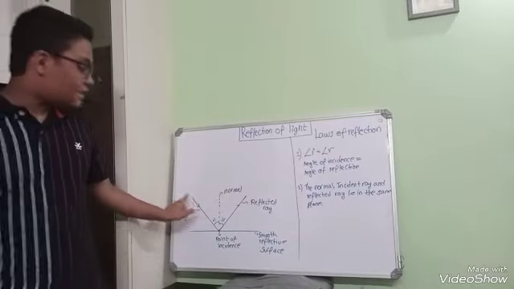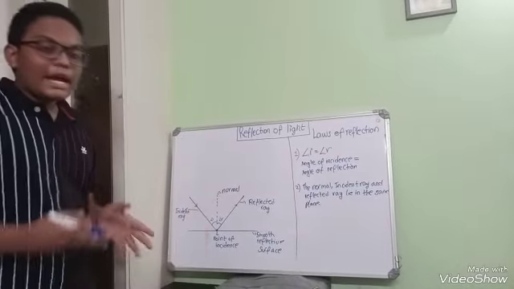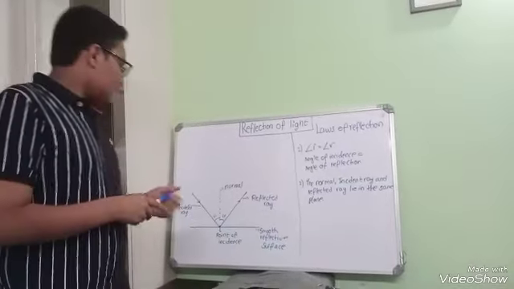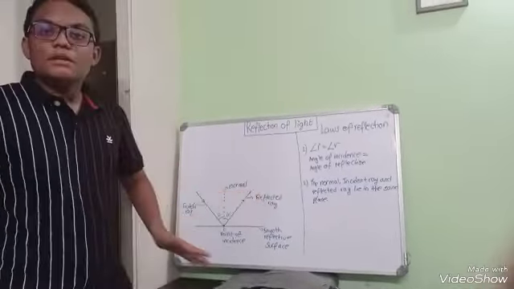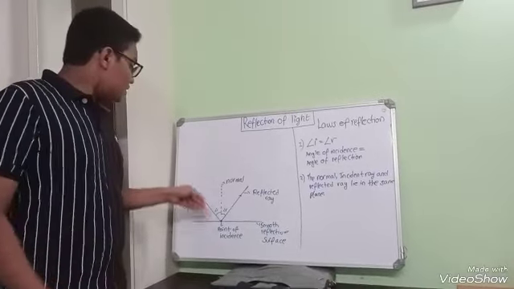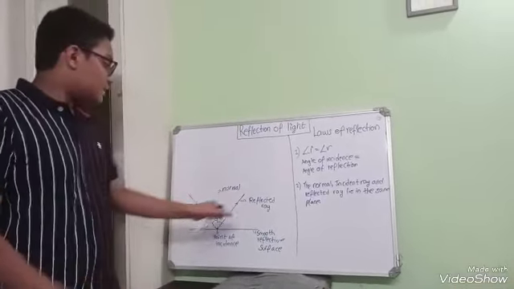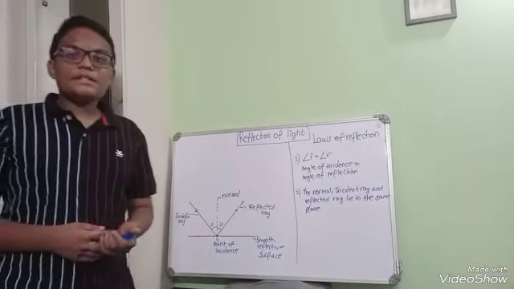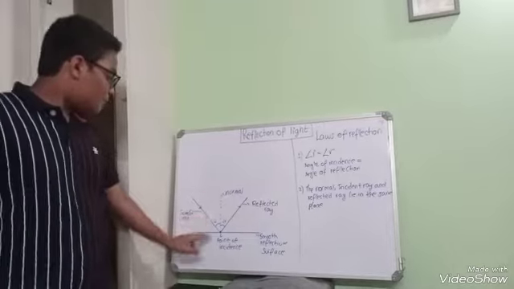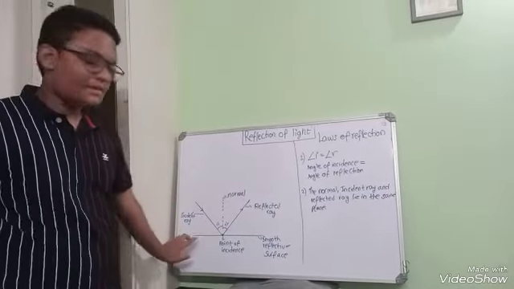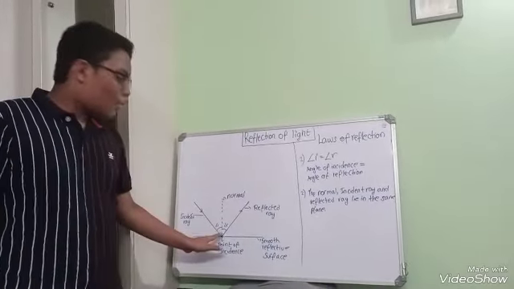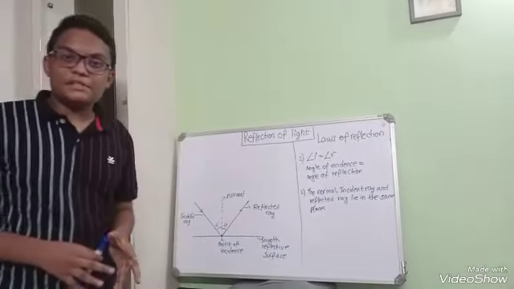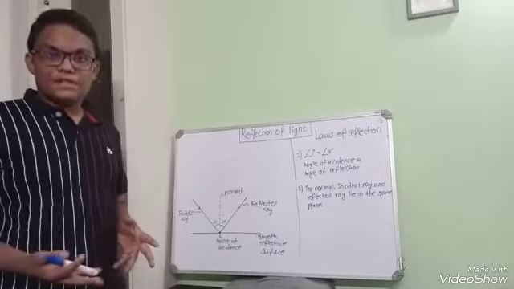This is the incident ray, this ray. The light ray that falls on the reflective surface is known as the incident ray. This is the reflected ray. The ray that forms after the reflection is known as the reflected ray. And this is the normal. Normal is an imaginary line that is drawn perpendicular to the reflective surface. And this is the point of incidence. The point where a light ray enters an optical system is known as the point of incidence.